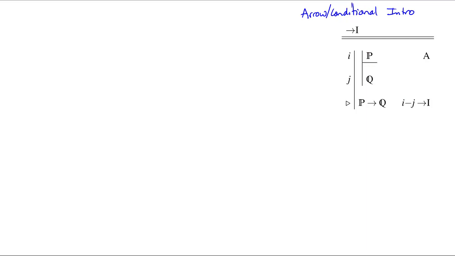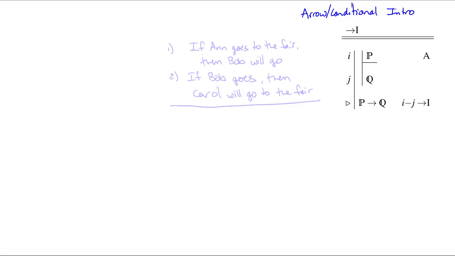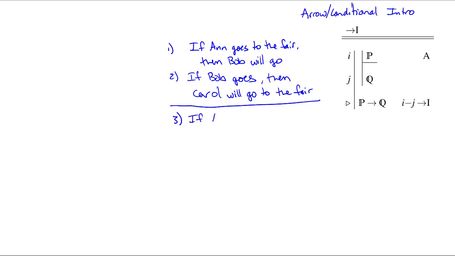Now for an illustration. Consider this argument. Consider these two premises. If Ann goes to the fair, then Bob will go to the fair. If Bob goes to the fair, then Carol will go to the fair. Now neither of these premises tells us whether or not anyone is going to the fair, but as I'm sure you'll notice, they imply that if Ann goes, then Carol goes.